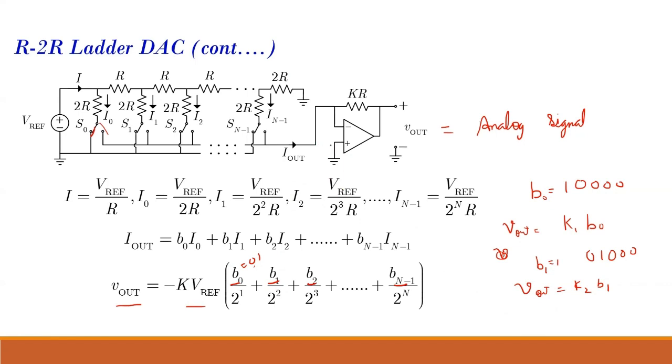In your free time, you can try to solve it, and you can also go online, there are resources to understand this. The main concept over here is we set the bits, and depending on the bits we set, the output current changes, and the output current is converted into a voltage by this resistor network.